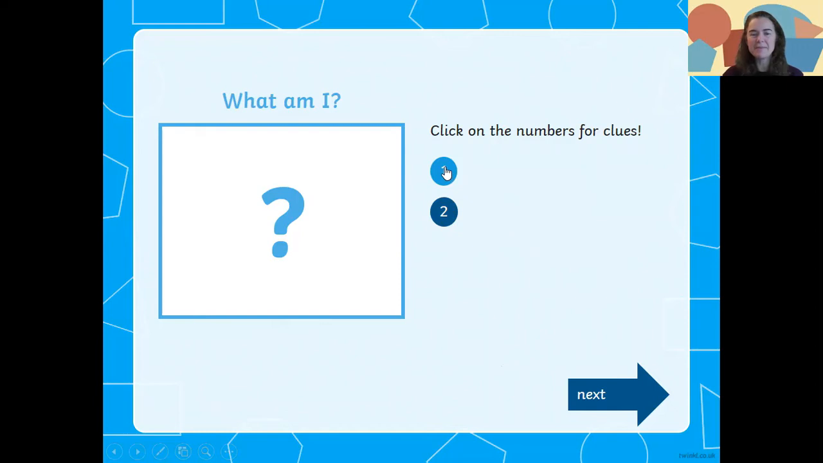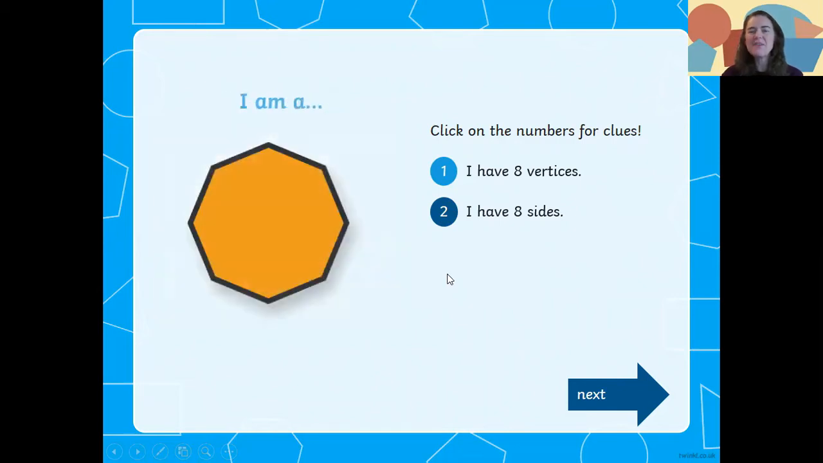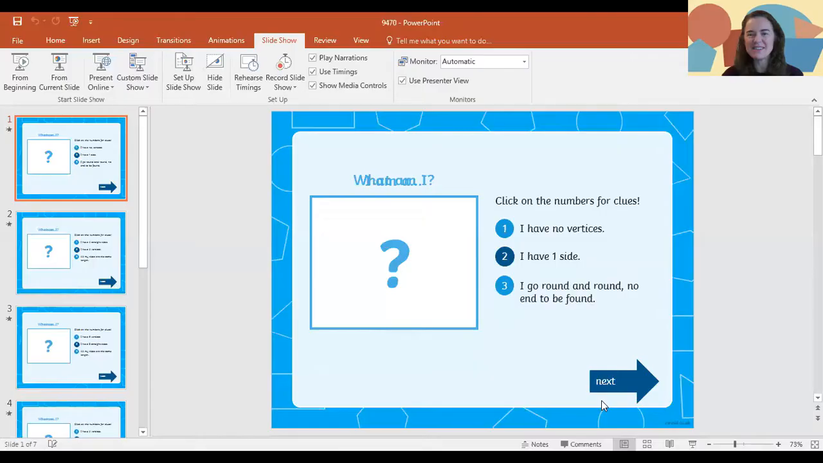What am I? I have 8 vertices. I have 8 sides. Oh, what shape has 8 vertices and 8 sides? Call it out to the screen. You're right, it's an octagon. Fantastic. Remember, we were saying to remember the word octagon, maybe think of octopus, which has 8 legs. Well done, fantastic job.